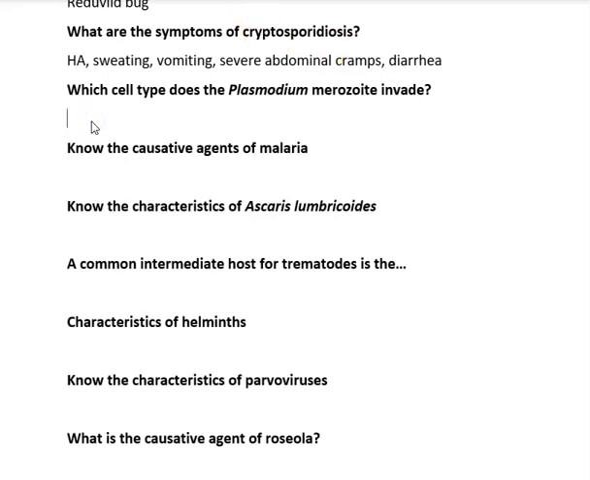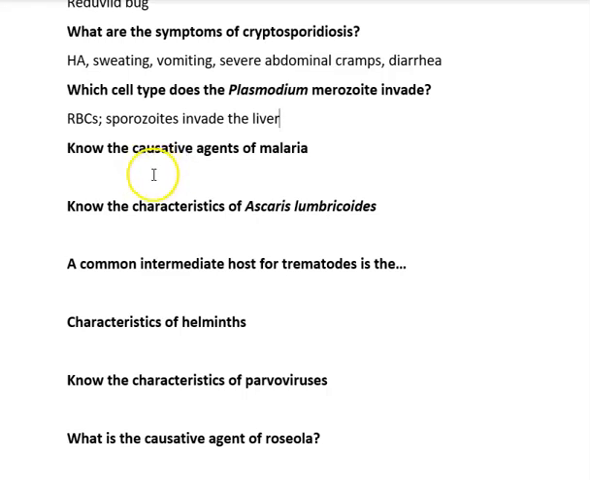Which cell type does the Plasmodium merozoite invade? Well, recall that Plasmodium merozoites invade the red blood cells. The sporozoites invade the liver, the hepatocytes.